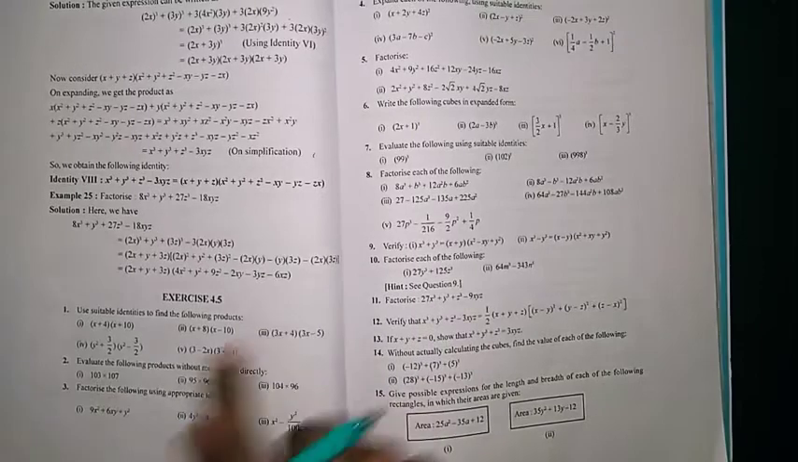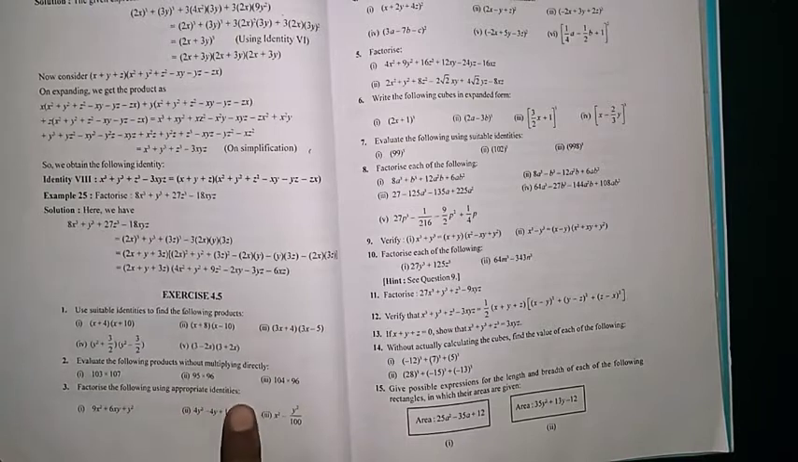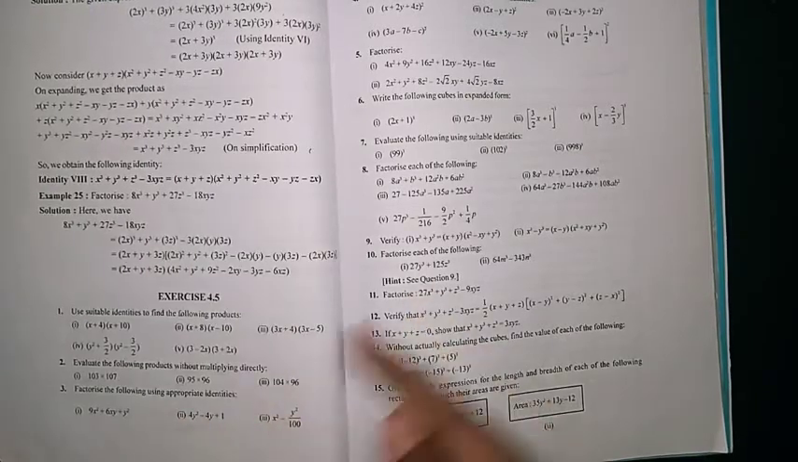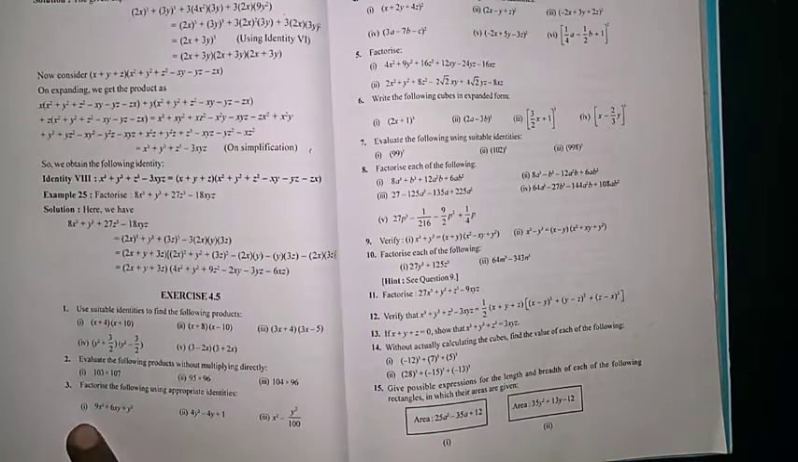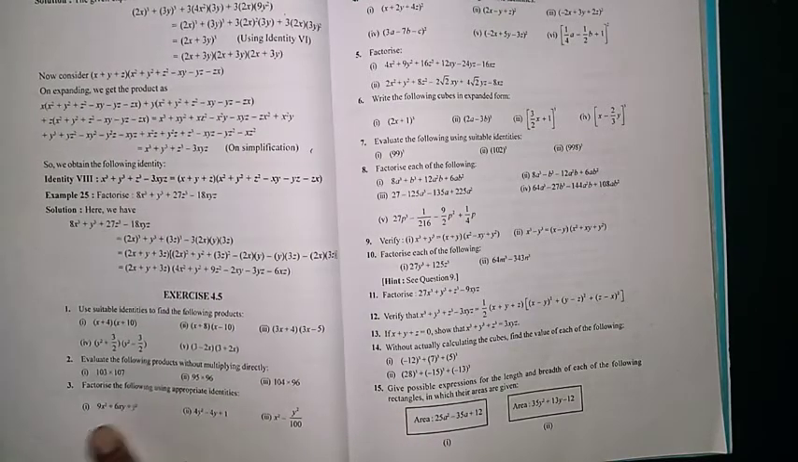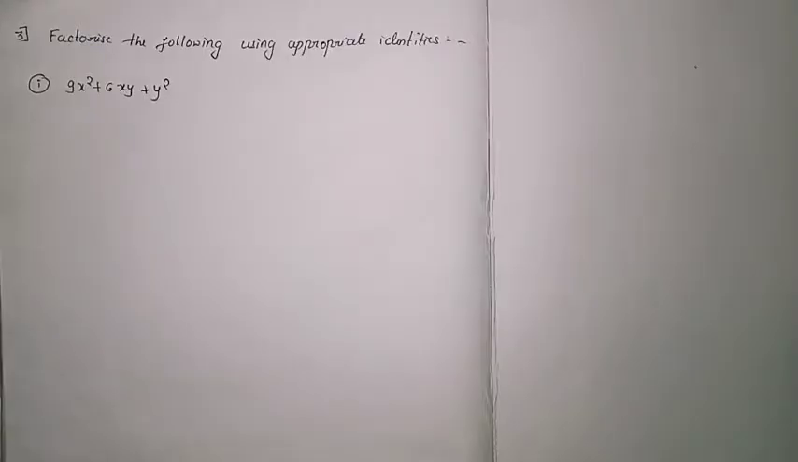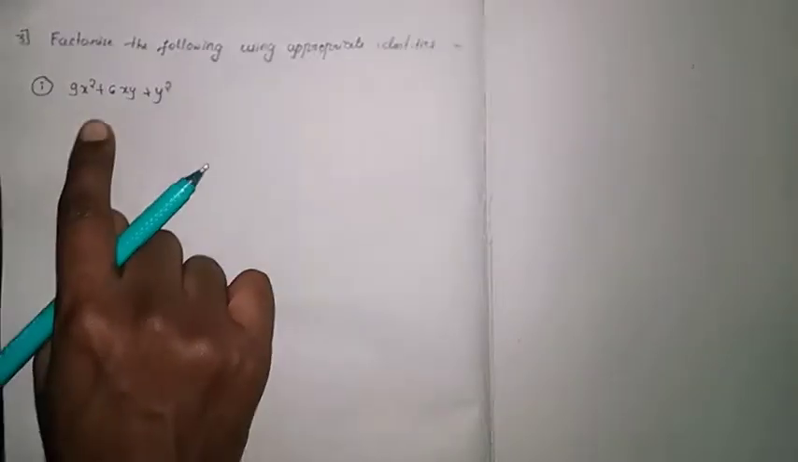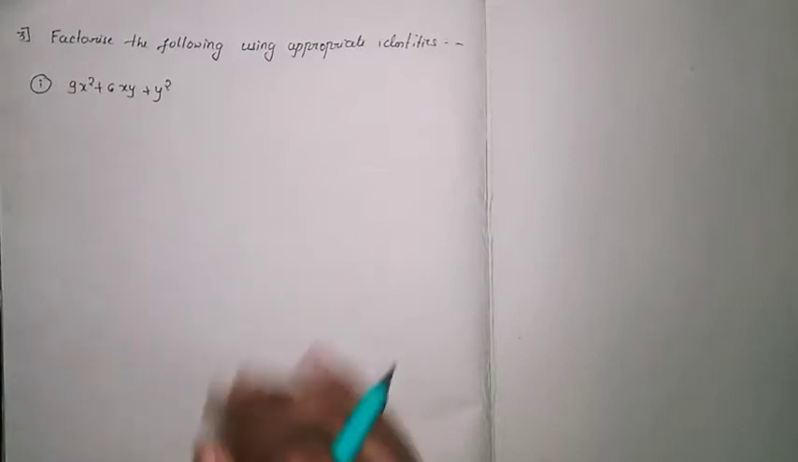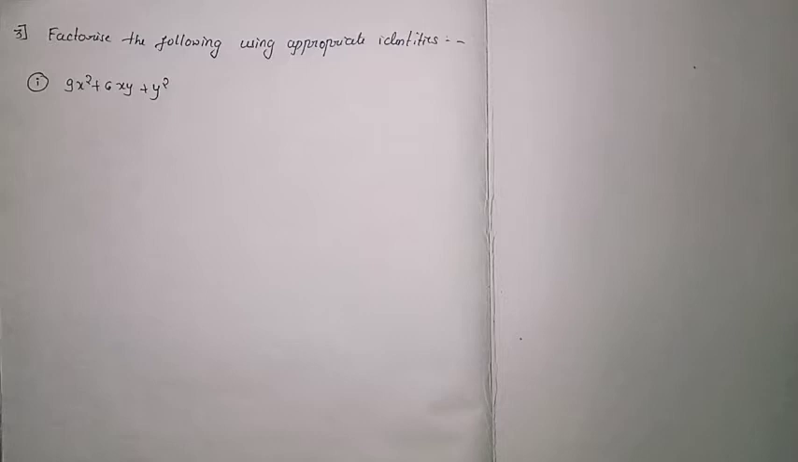Then today we will move towards the third problem, that is, factorize the following using appropriate identities. So by using the identities you have to solve the given algebraic expressions. Of those, the first one we will solve today is 9x square plus 6xy plus y square. As I told you, you must be thorough with the identities, because which identity the given expression follows is the basis on which you can solve the problems. That's why the list of identities is very important.